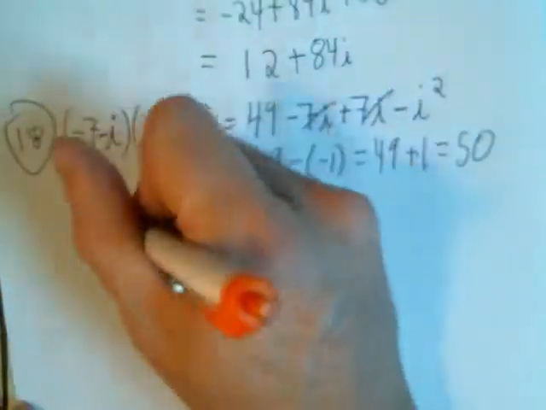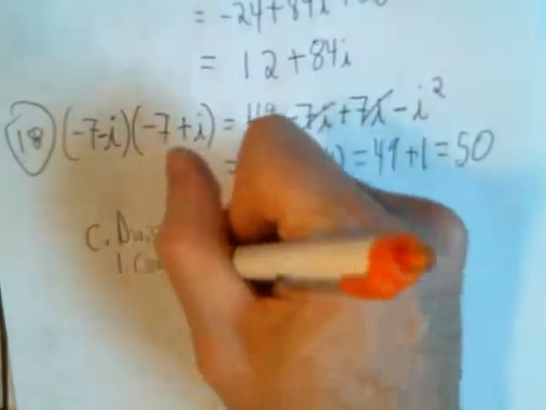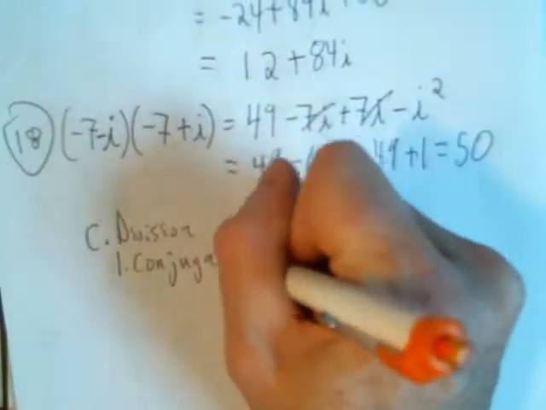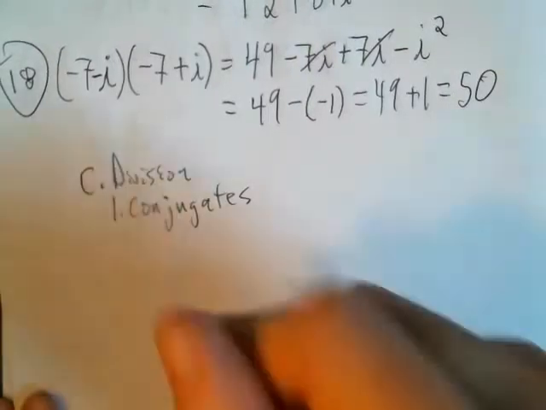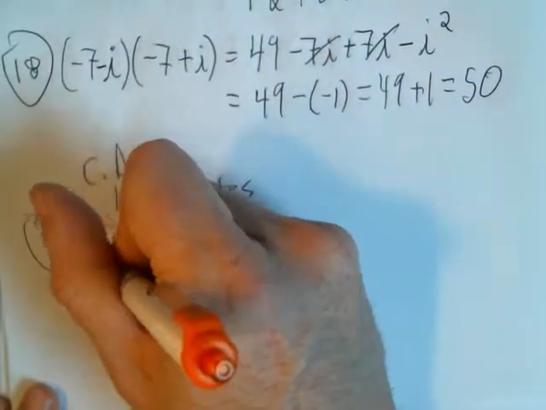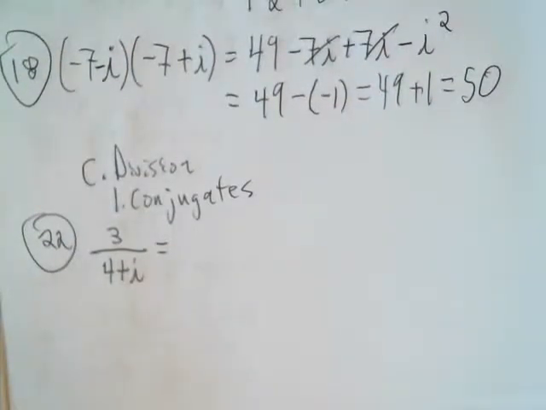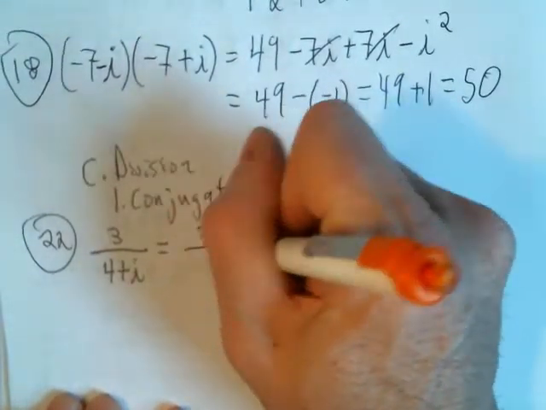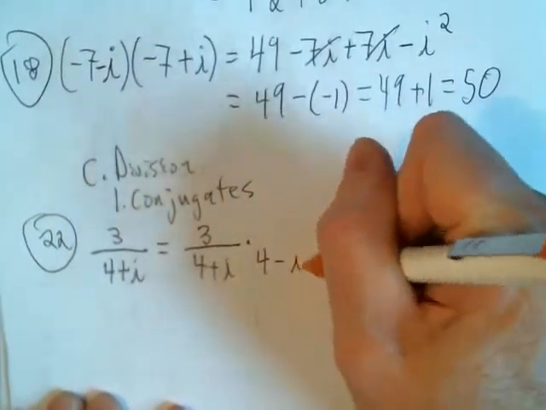So this is part C. And we use what we just saw in that problem, the conjugates, to find our answer in this complex form. Let's go ahead and look at it. So 22, we're dividing the real number 3 by the complex number 4 plus i. Okay, and you don't do long division here. It's not necessary. All you have to do is multiply top and bottom by the conjugate. So we'll have 3 all over 4 plus i, and you multiply top and bottom by 4 minus i.